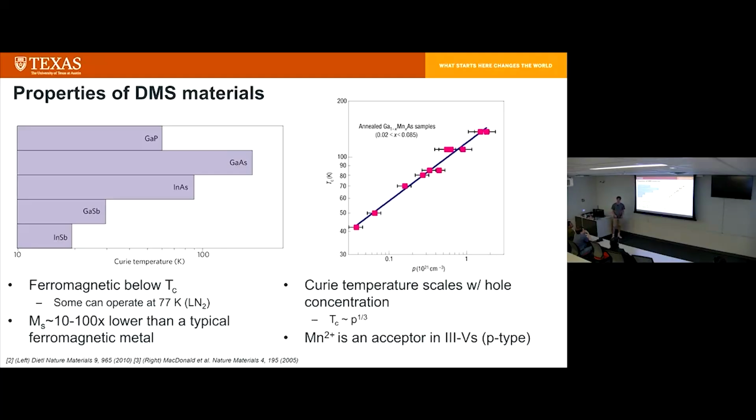And what really makes DMS materials stand out from other materials is that their ferromagnetism is carrier mediated by holes in the valence band. And so what you can do is if you plot the Curie temperature versus the hole density, what you'd find is that it actually scales like the hole density to the 1/3 power. And really why this happens is because manganese in the 3,5 materials acts as a shallow level acceptor. So when you dope it, it actually becomes p-type.